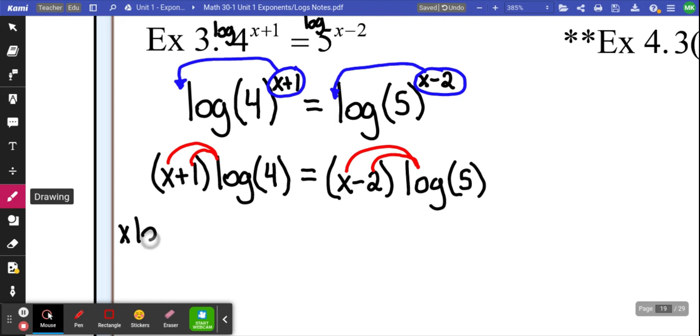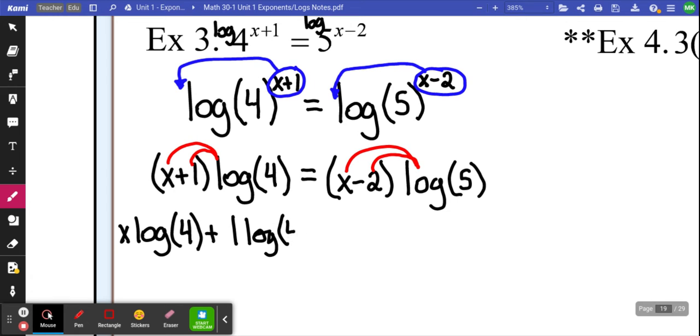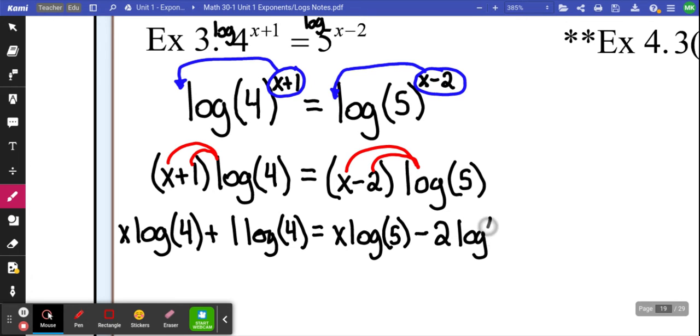x log 4 plus 1 log 4 equals x log 5 minus 2 log 5. And now I can definitely see it's a linear equation, right? I have x to the power of 1s after I've expanded.